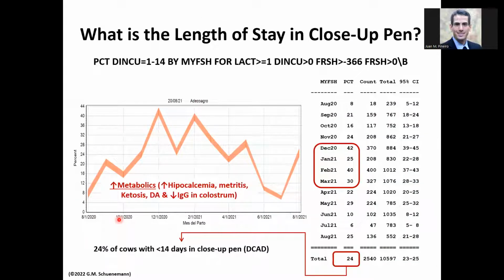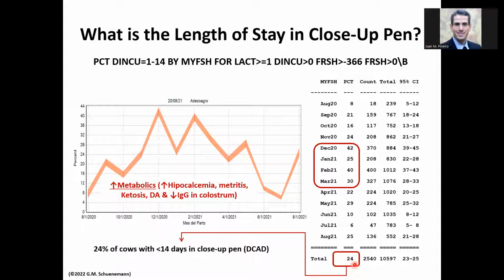So we also look at the gestation length, or the length of stay in the close-up pen. Right, and here is the command. I'm giving the command for how you get this graph. This is something that I look at very carefully, because this helps me to see how many actual days the cow stays in the close-up pen, right?